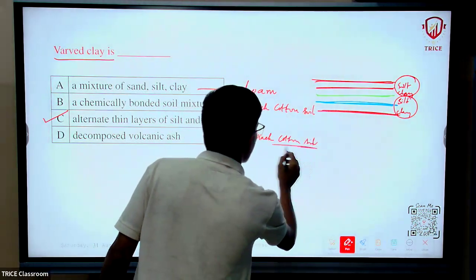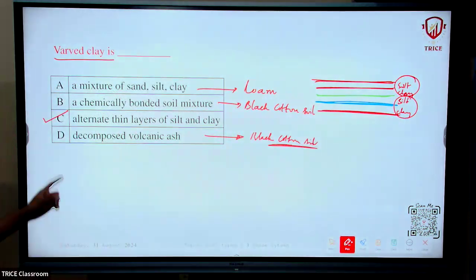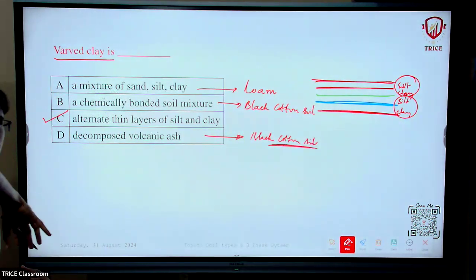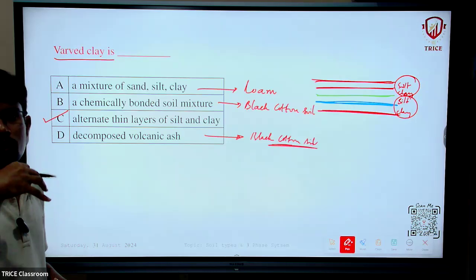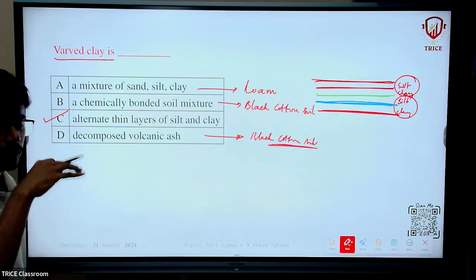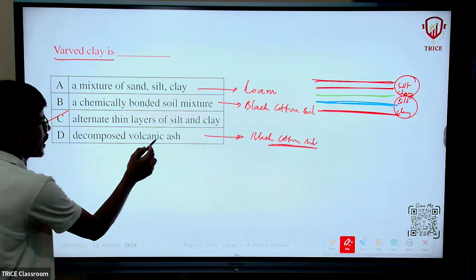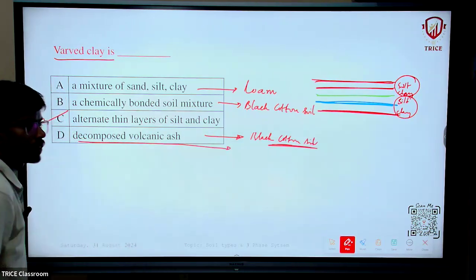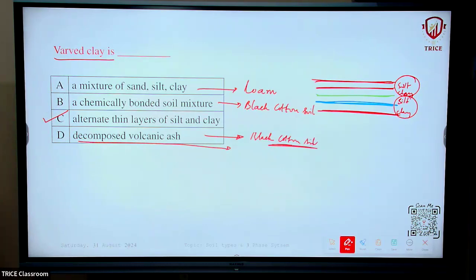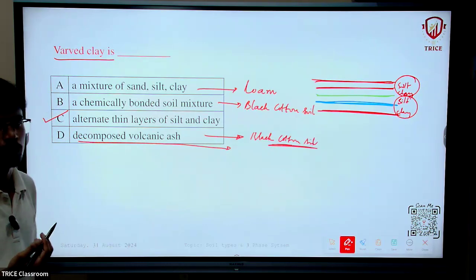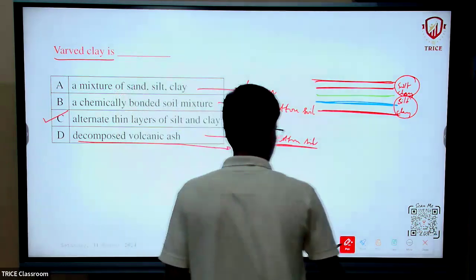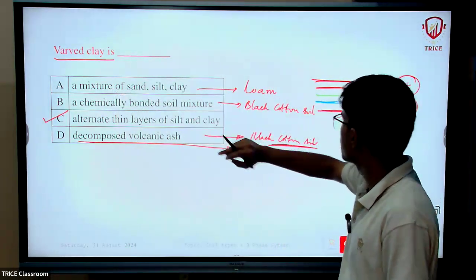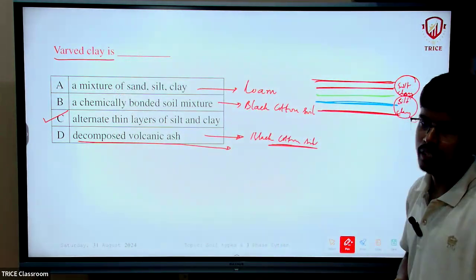We have high plasticity soils. When lava from the earth's crust comes out onto the ground surface, we call it volcanic. In the decomposition of volcanic material, we have a high percentage of clay minerals, with swelling and shrinkage properties. So for this question, warwood clay is nothing but alternate layers of silt and clay.